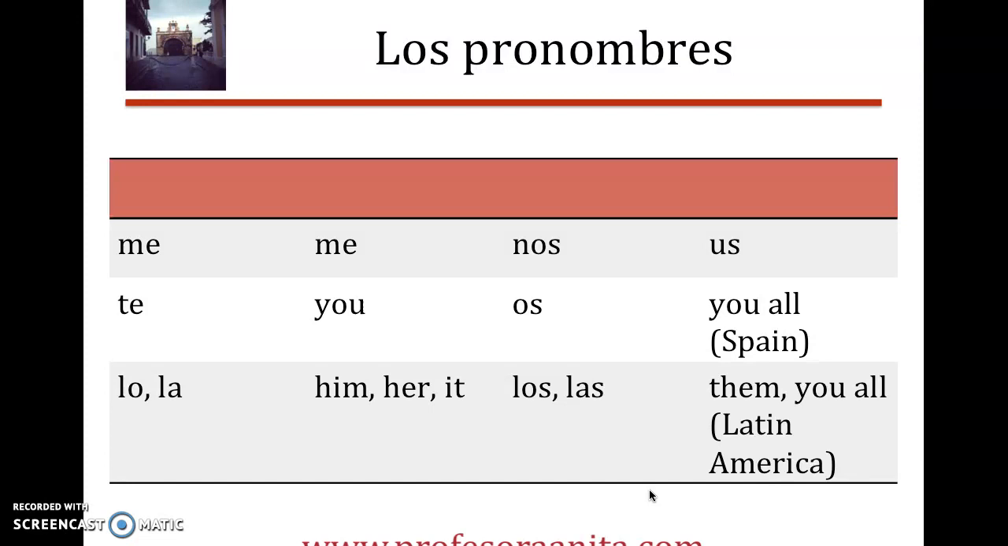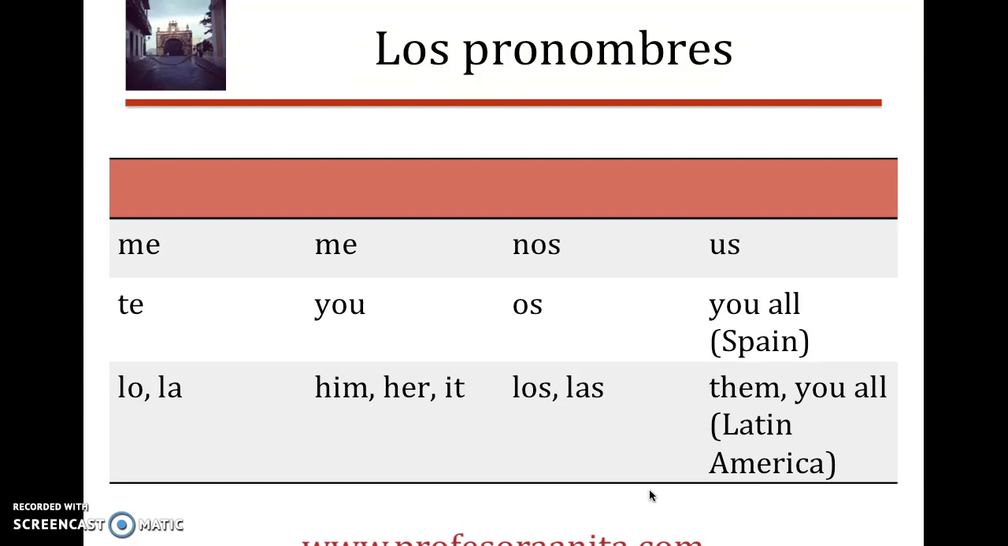Lo and la get a little bit trickier because they can refer to either a person or a thing, right? So you could say, I saw him, and it would be lo vi in Spanish. Or you could say, I saw it, like a concert or a show, and it would also be lo vi because the pronoun is the same regardless of whether it's a person or a thing.